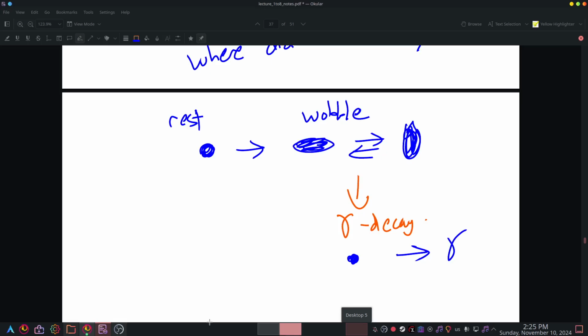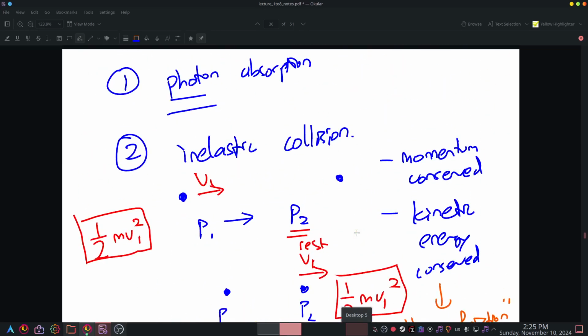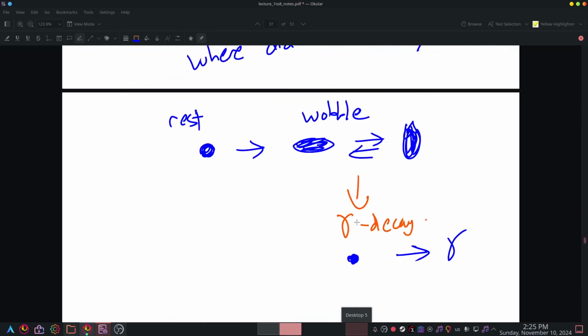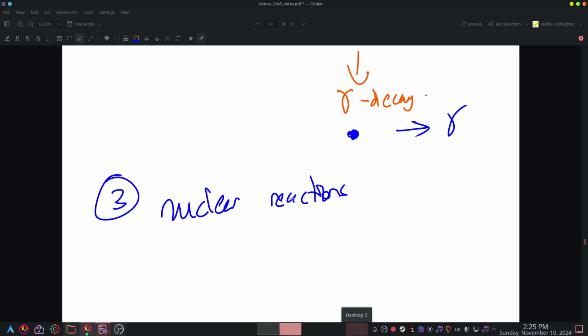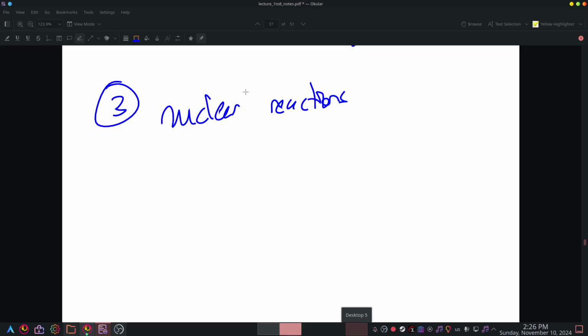excitation. Now, the third way: nuclear reactions. Okay, so this is where things get a little bit more exciting. All right, so nuclear reactions. So how does the nucleus get excited? First thing first, nuclear reactions.